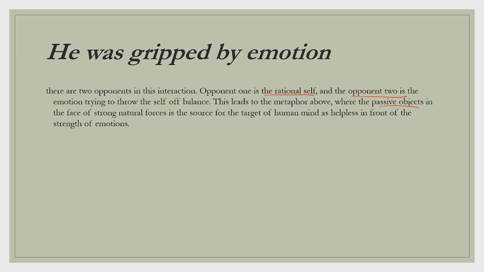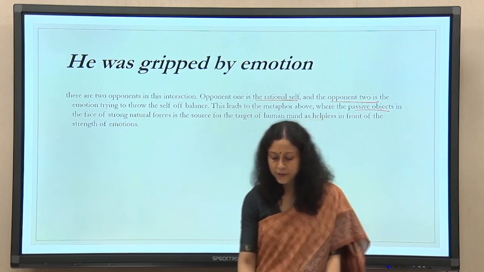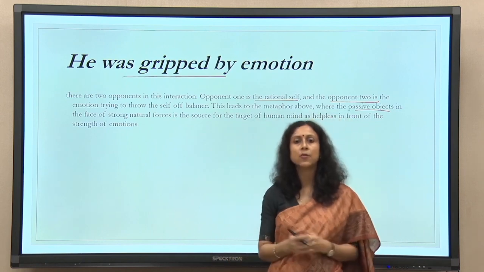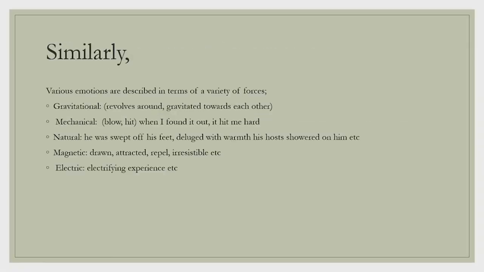This is the force dynamics image schema that we use to understand a particular mental scenario, and this is how we express it through language: he was gripped by emotion. The person could not shake off the force of the emotion in that particular case. It can be any kind of emotion. There are various kinds of forces that are utilized, but the fundamental understanding remains the same: agonist versus antagonist, exerting forces on each other, and the resultant outcome.